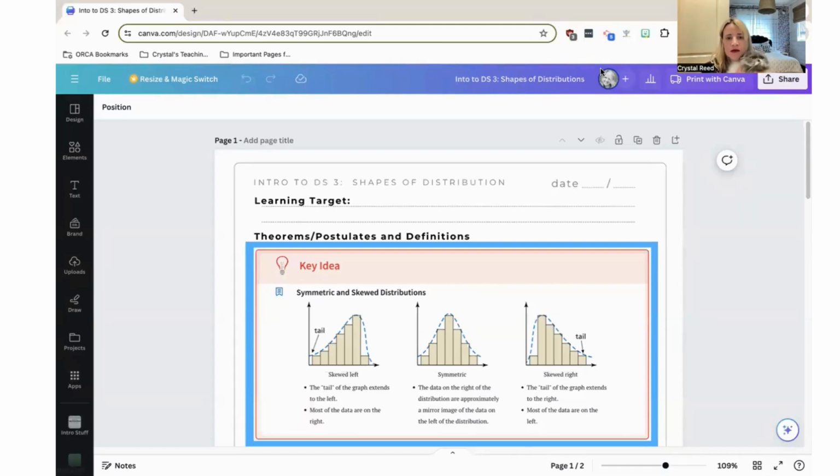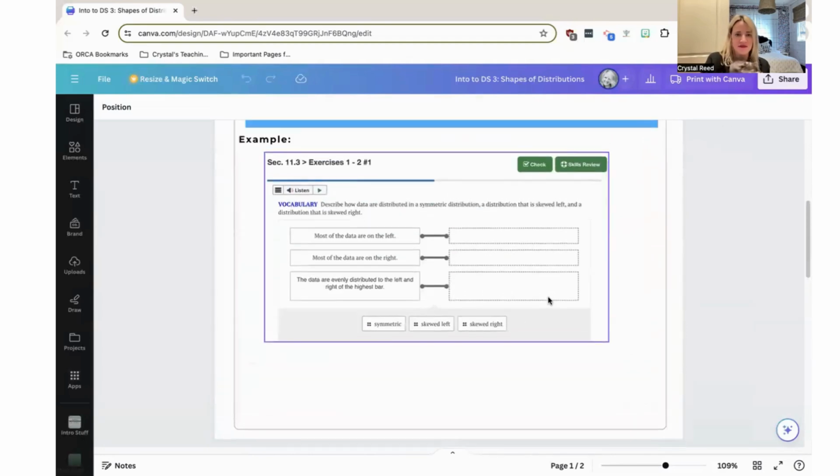So, shapes of distribution note-taking template. I did put the notes here. If it's skewed left, remember the tail. Oh, we brought Pearl in to show the tail. Symmetric is definitely symmetric, left and right. And then skewed right would mean that the tail is on the right. And so just a quick example here.